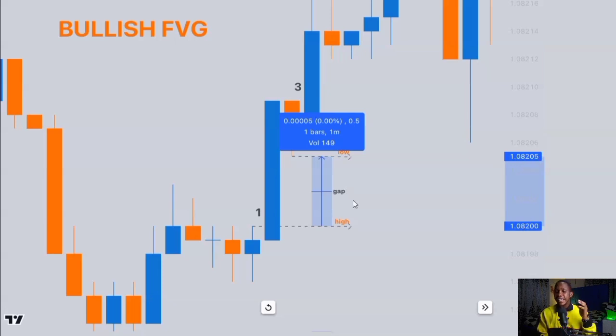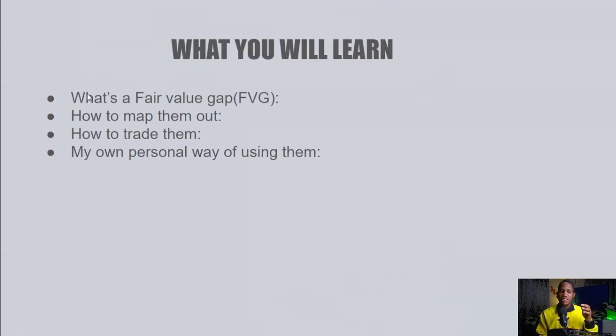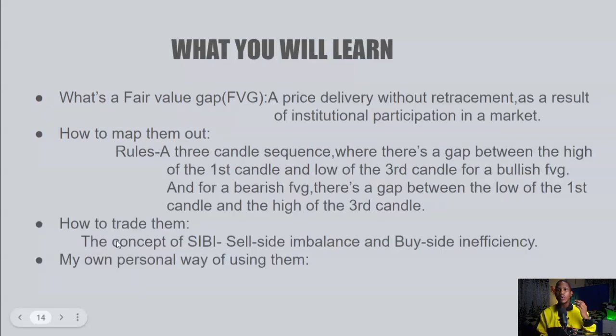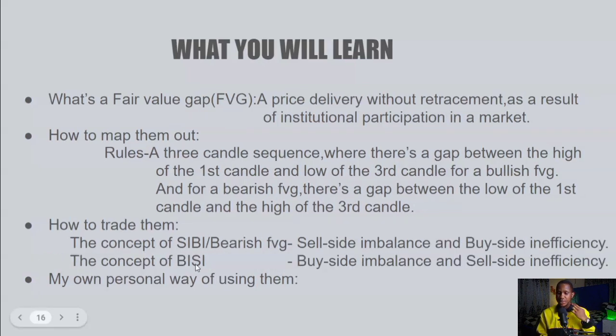Since there is a gap in price, the institutions will always want to come back to this level to fill in these unfilled orders in the market. So here is what you're going to be learning in this video: what a fair value gap is, how to map them out, how to trade them, and my own personal way of using them. We're going to be looking at the concept of CB, which is sell side imbalance and buy side inefficiency, and the concept of BC, which is buy side imbalance and sell side inefficiency.